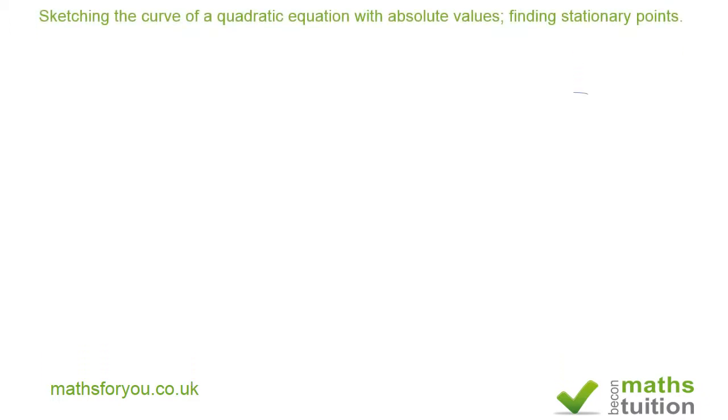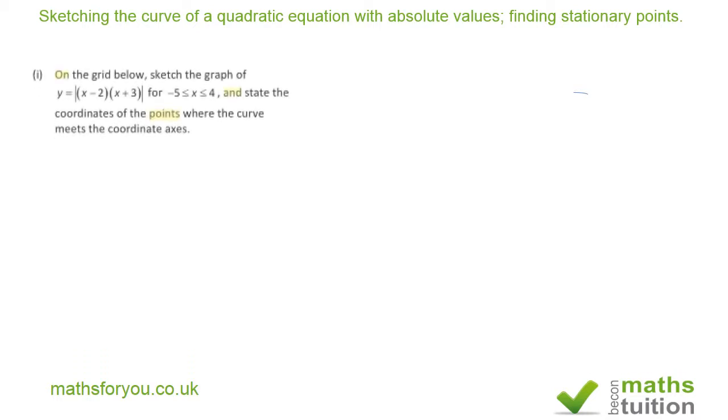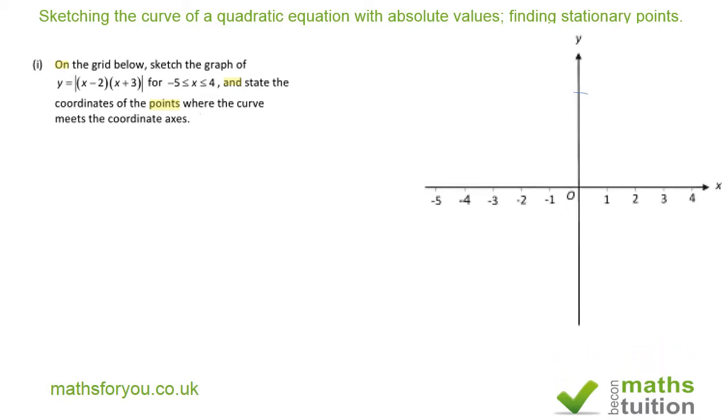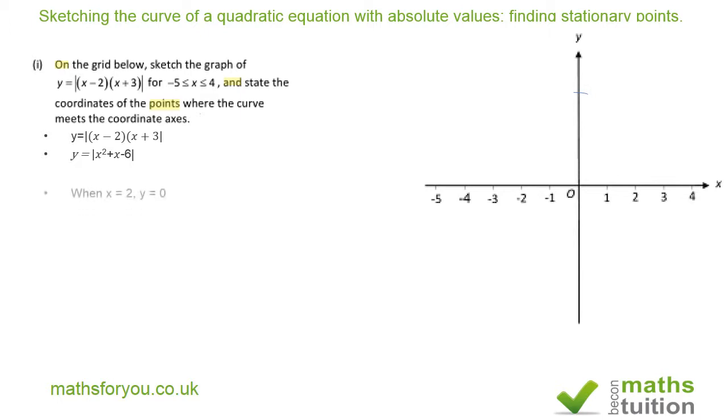Now what I've done is I'm going to do the questions singly. The first one says, if you remember, on the grid below, sketch a graph of y is equal to (x minus 2)(x plus 3) for x between minus 5 and 4, and state the coordinates of the points where the curve meets the coordinate axes. I've reproduced the same equation after expansion, but you don't have to do this at all, really. It's just a waste of time expanding the bracket.